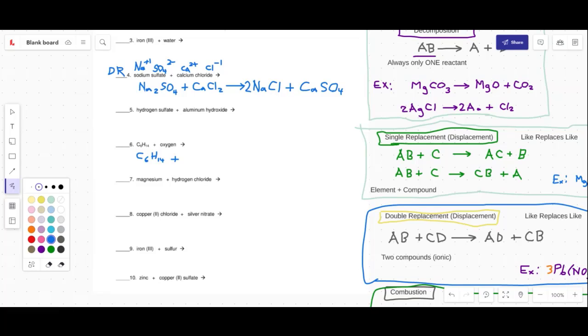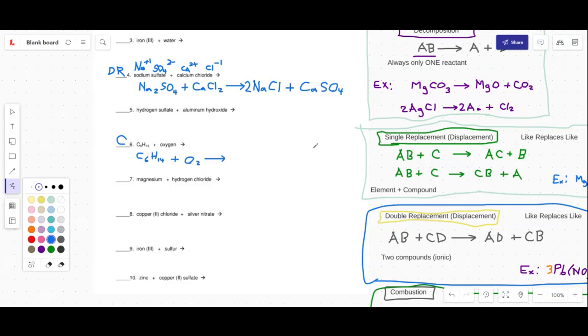Sorry, everybody, I can't hear. Oxygen is O2. O2, there you go. O2, very good. And then, what are the products going to be? Because this is what type of reaction? What type of reaction is this, though? Very good, Leanne. It's a combustion reaction.